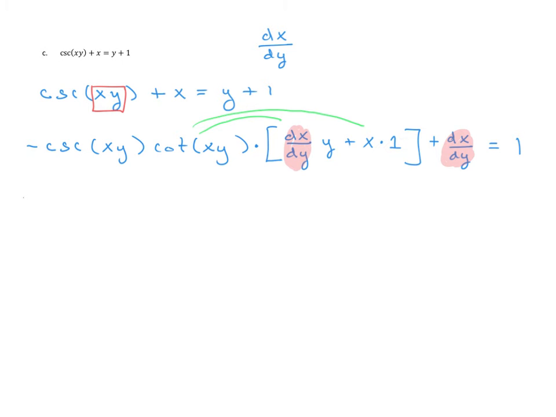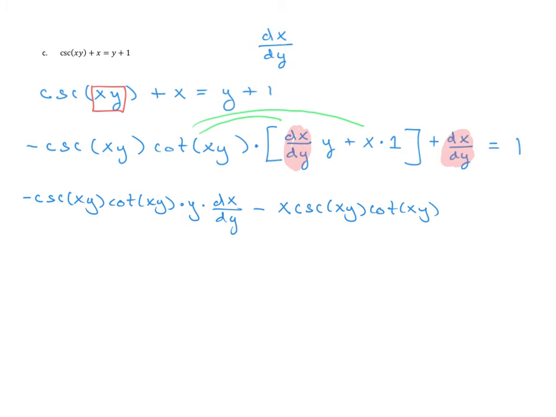Okay, that's negative cosecant xy cotangent xy times y, times dx/dy. Then we're also multiplying that to this next part, so we get negative x cosecant xy cotangent xy. Then we have plus dx/dy, and this is equal to 1.